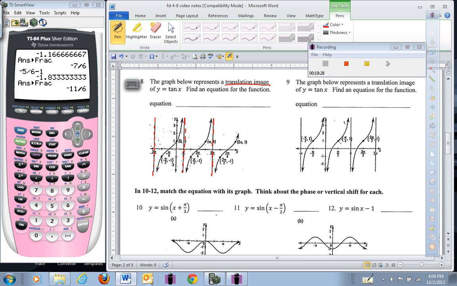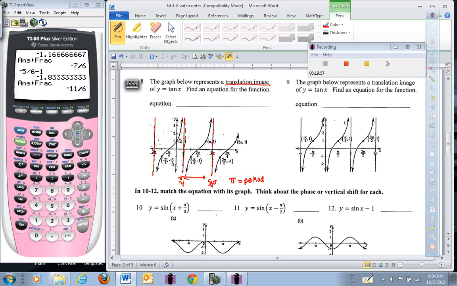So you have one of these going through 1/4 pi, and the next one over here is going through 5/4 pi. So that would give you a total distance right here of 4/4 pi or 1 pi. So 1 pi is the period of this function. So again, it's not been stretched or shrunk horizontally.